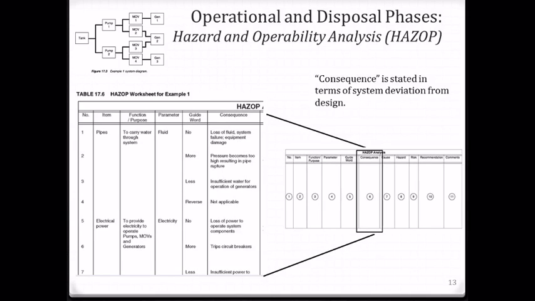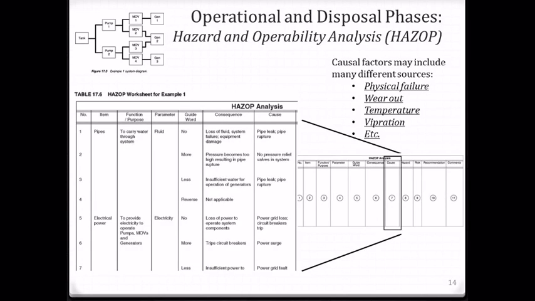The consequence column identifies the most immediate and direct effect of the guide word if it occurs. So what happens if the parameter deviates as per the guide word? What is the deviation? That's what goes here. Causal factors, by contrast, are those things that could cause the consequence. In other words, take the deviation that you listed in the previous column and identify in this column all the ways that that deviation could occur.